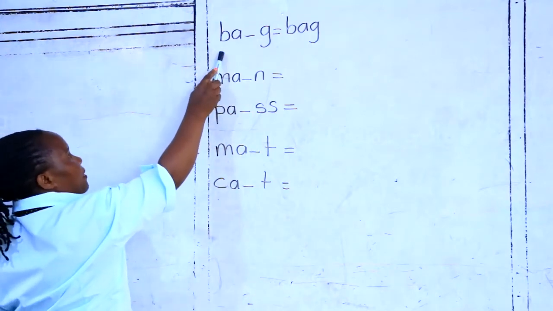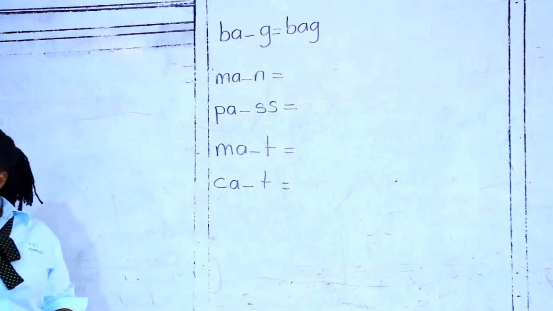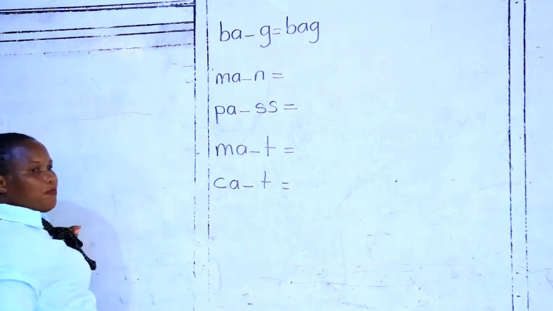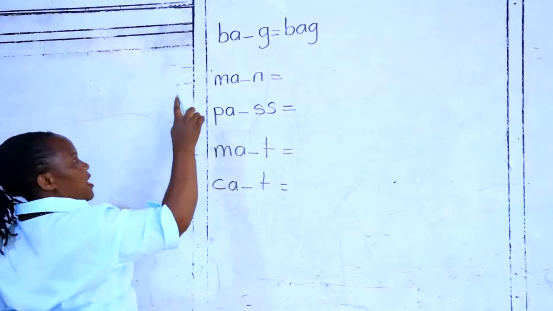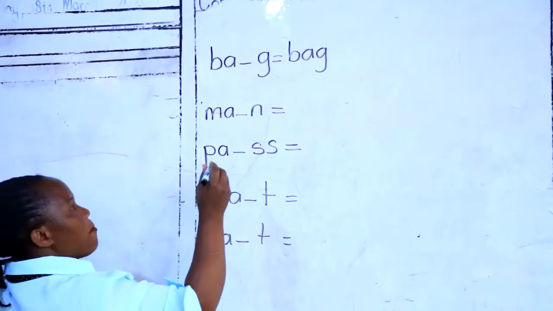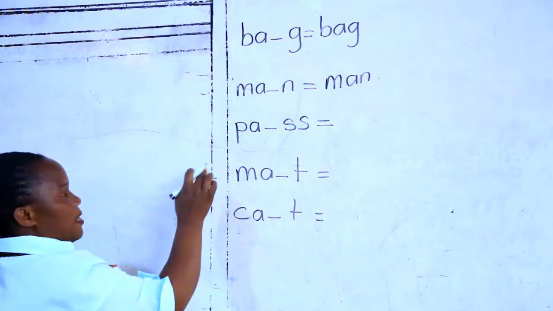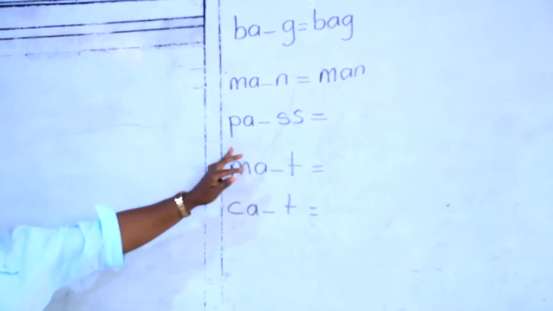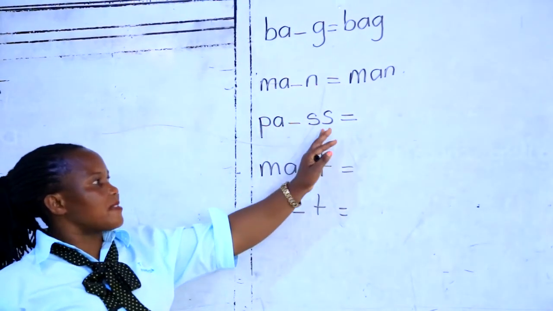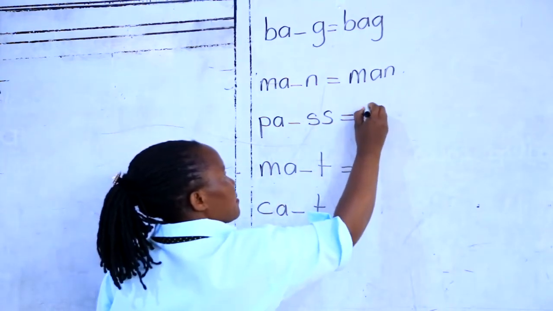Every say ba, ba. The word is ba. Wow, that's nice. Can you read for me this one? Ma. Ma. Can you blend and you see? The word is man. Here write the word man. Let's go to this one. Pa. Pa. The word is pass. Here write the word pass.